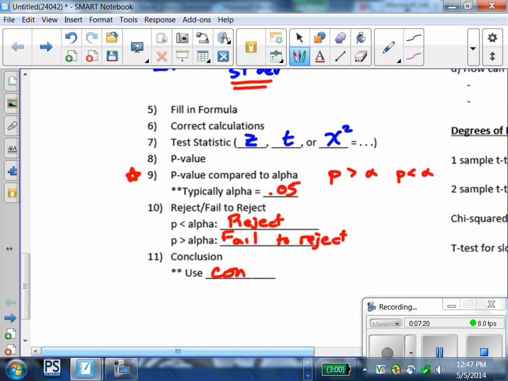And make sure you use context and you answer the question when it comes time for the conclusion. Right? Make sure you don't just put evidence suggests that the true proportion is this. Evidence suggests there is a difference. Make sure you answer the question. Sometimes I'll say something about students are curious if they are correct. Make sure you address whether or not the students were correct.